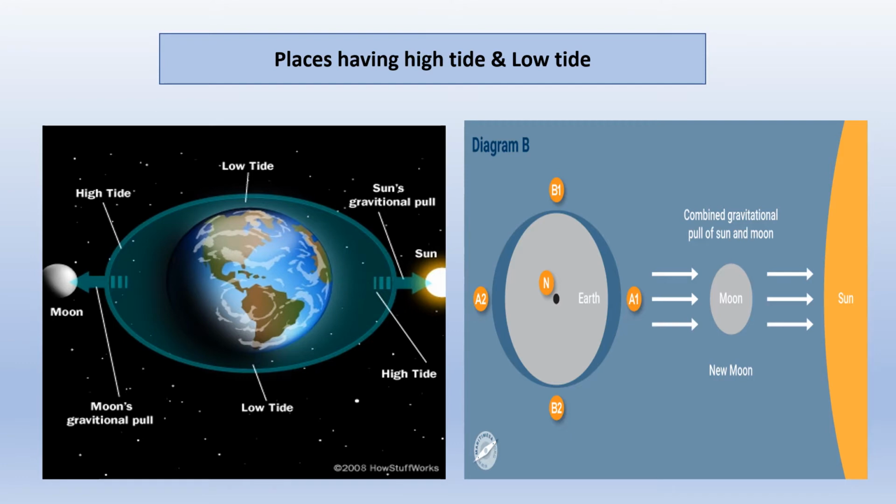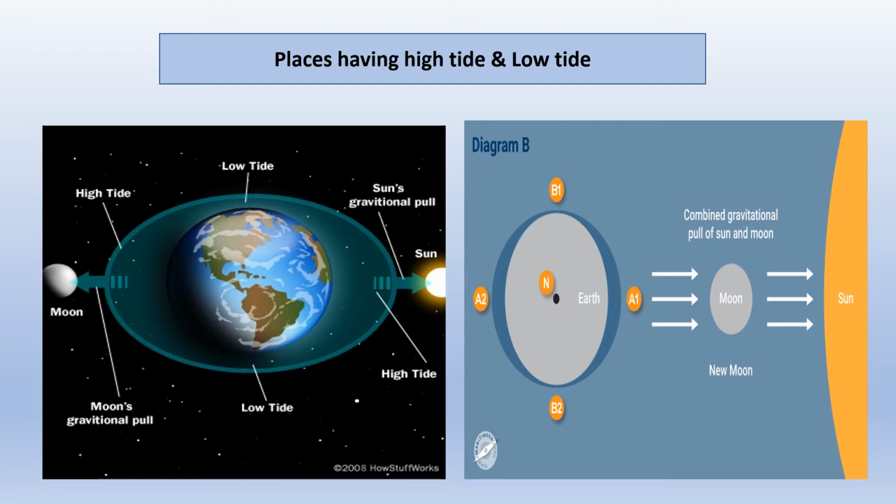We have also studied that the gravitational pull of the moon is stronger because the sun is far away from the earth, and therefore the high tide is much higher because of the moon's attraction force, or the moon's gravitational force.